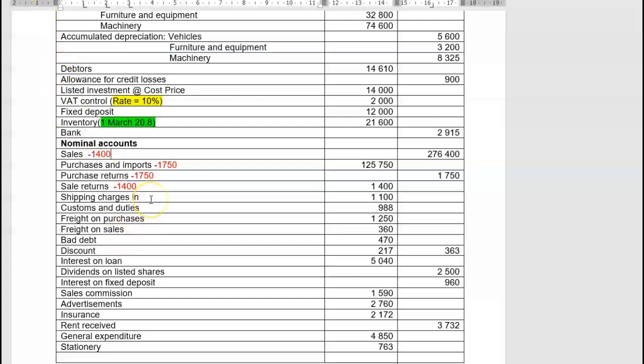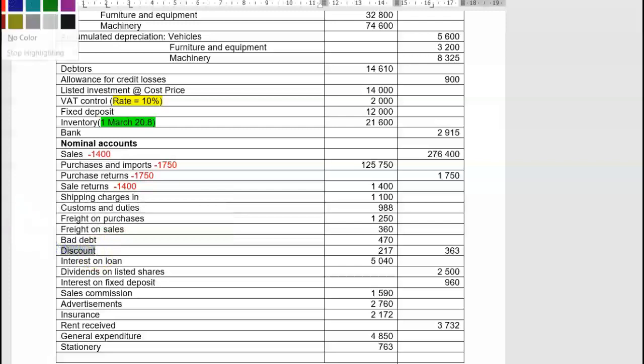Shipping charges in is a purchase related cost. The same applies to customs and duties, and the same applies to freight on purchases. Freight on sales, that is a normal operating expense, guys. You do not deduct it from sales under any circumstances. You show it as a normal expense under your gross profit line. Bad debt, that is still a bad name for credit losses.